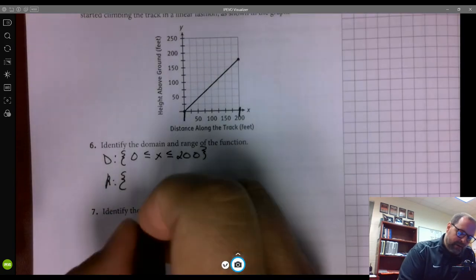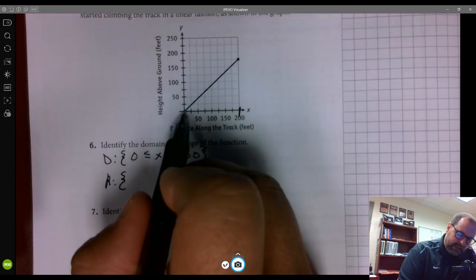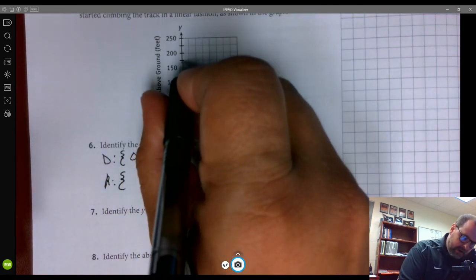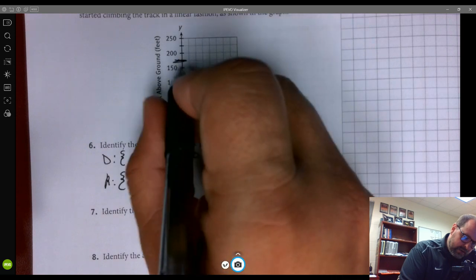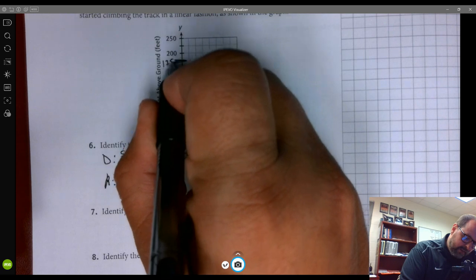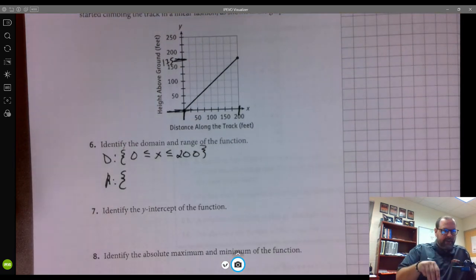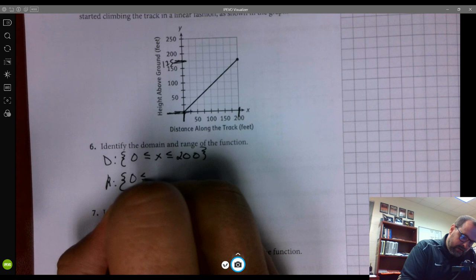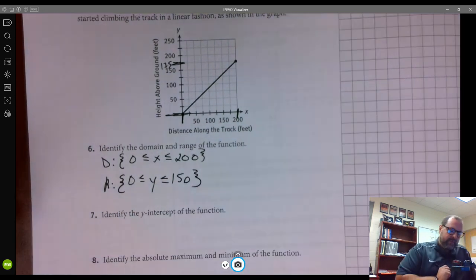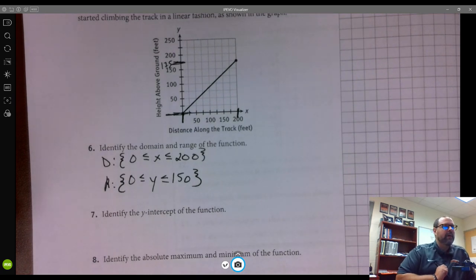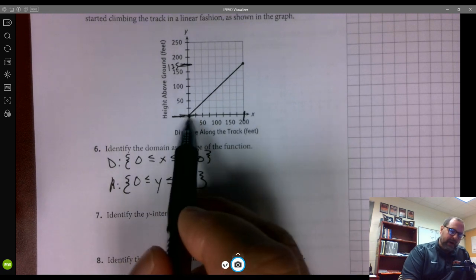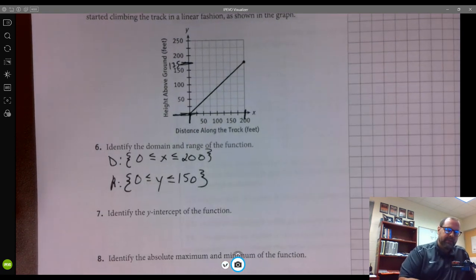Okay? Now, the range is going to be very similar to this. I start at 0. Okay, now I'm looking at the y-axis, but I go up to this point here, which if I'm looking, it's going by 25, so that was 150. This would be 175. So my range are the y values. So here I'm going from 0 to 150. Okay, so I'm just looking, what are the possible x values? Well, it could be anywhere from 0 to 200. What are the possible y's? Well, the lowest is 0, the highest is 175.